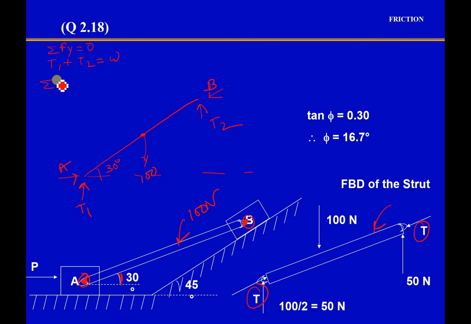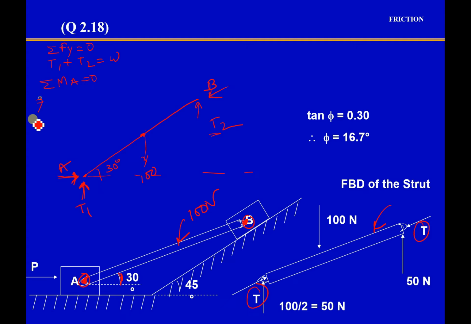Now if we take moment about A, we can see that this force is passing through the point A, so this force is not going to give any moment. This force is also not going to give any moment. This force is also not going to give any moment because it is also passing through the same point. And the T2 force will contribute to the moment. This 100 Newton force will also contribute to the moment.